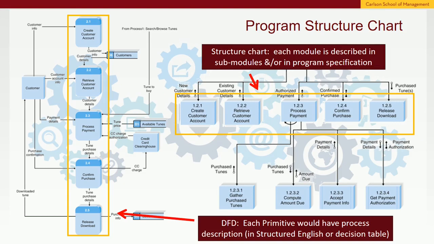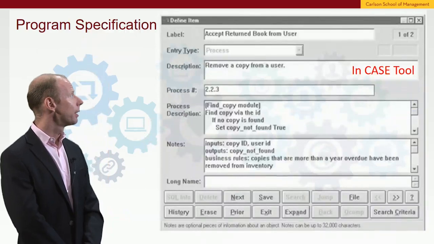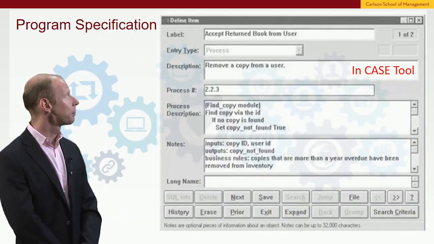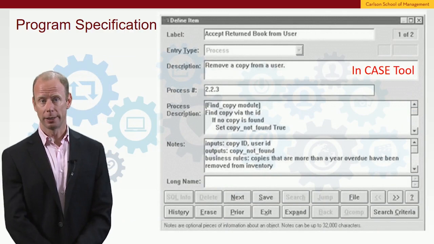In the structure chart, each module is described in submodules or in a program specification. The program spec is a lot like a primitive from the earlier example. However, in the DFD primitive version, we were careful not to make reference to specific technologies. When we make a program specification, we typically do so in a very physically specific manner. So, for example, in processing payments, the specific text that you might see would be very detailed.